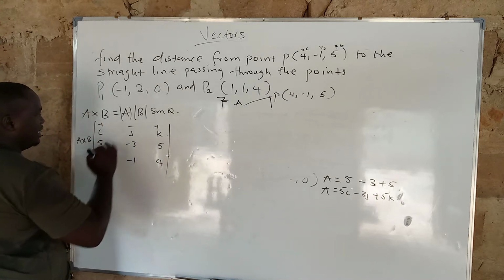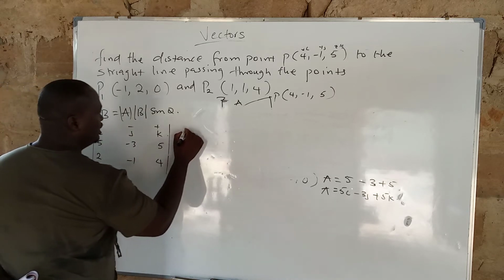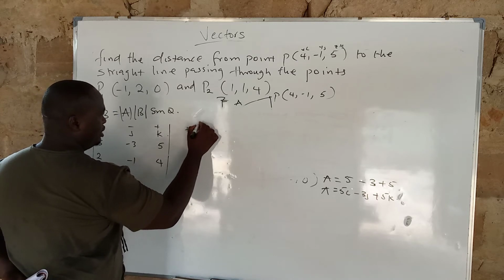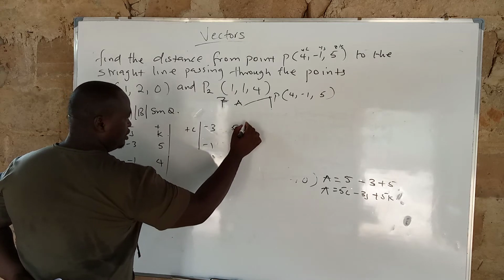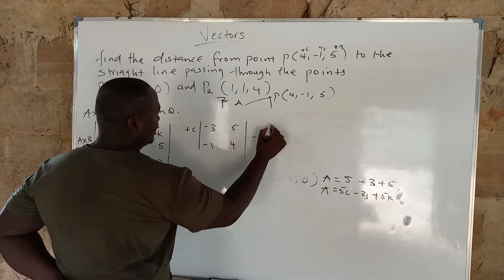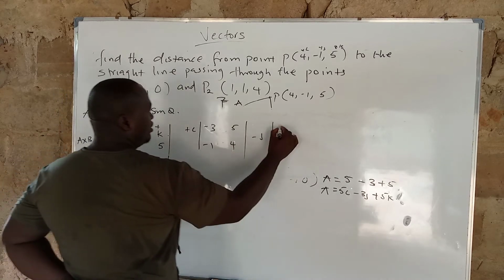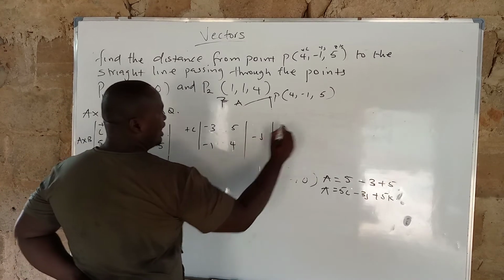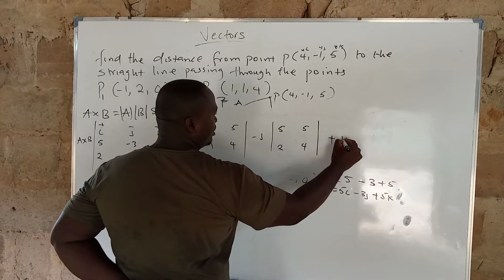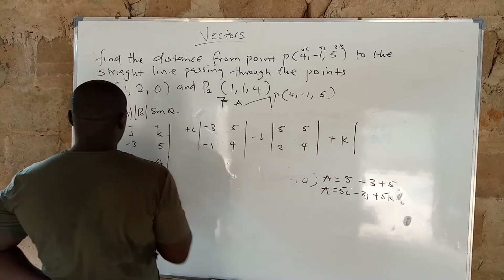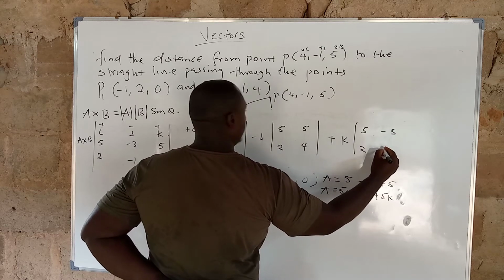You close everything here, and what you're seeing is this and this, right? So this is plus i into bracket minus 3 minus 1, 5, 4. I'm going to do it straight. If you're not understanding it, go to my video on cross product, it's still there. And then here we have 5, 2, and 5, 4. And then we have plus k, right? And then here you have 5, 2, minus 3, minus 1.